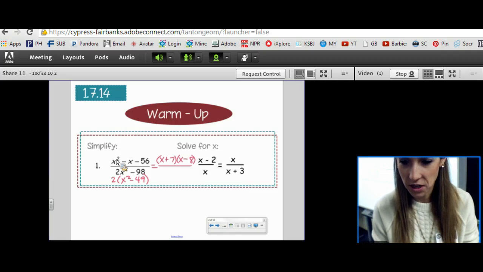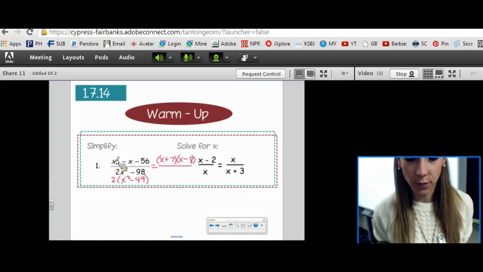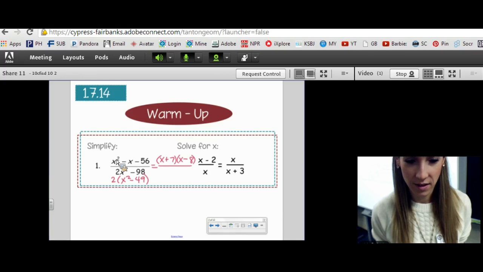How come none of y'all plugged in your cameras? Do you know what x squared minus 49 is called? It's called something. I bet y'all know it.